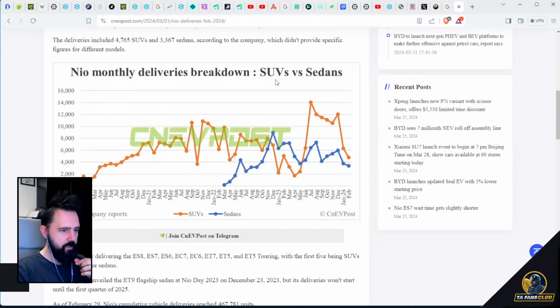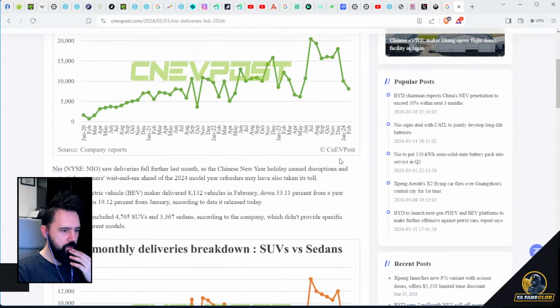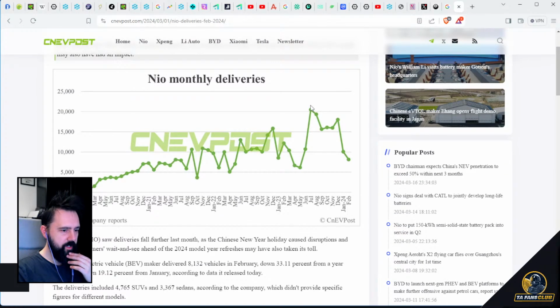Neo monthly deliveries breakdown, SUVs versus sedans. So it's all more SUVs than sedans. It's kind of going a little bit towards the downside, but they're delivering. They had a very good run since August, September. From December towards May, the number of cars should go down. So people are not buying that much when winter comes, and then they start buying from March, April, May, it starts going towards the upside.